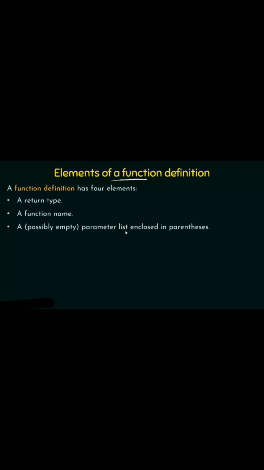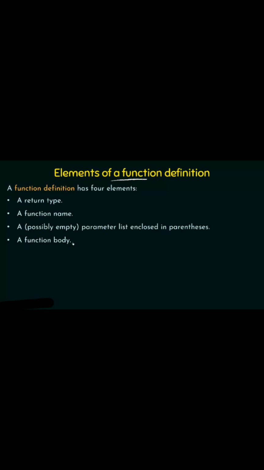So we will discuss the elements of a function definition, which we have seen in the previous slide. A function definition has 4 elements. So let's see what they are. First of all, we have a return type. We will see what that is. Then we have a function name, which is the name of the function. Then we have a parameter list enclosed in parentheses, which can also be empty. Okay, and then the next thing that we have is a function body.